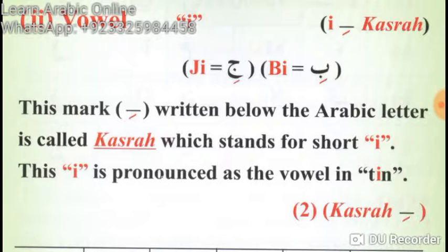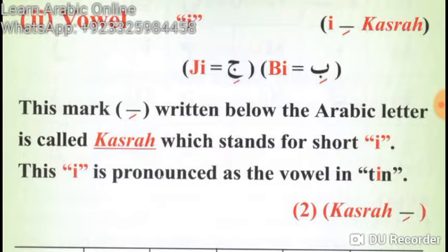Jim kasra Ji. Ba kasra Bi. Correct. This mark written below the Arabic letters is kasra, which stands for short I. The I is pronounced as the vowel in "ten".